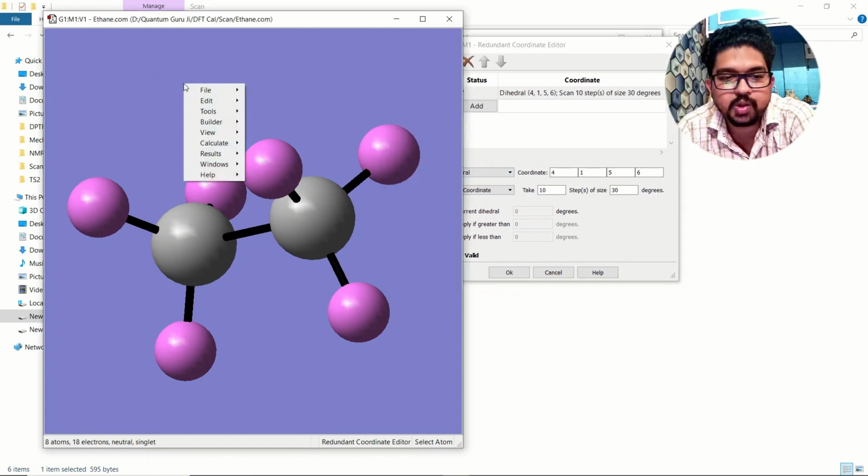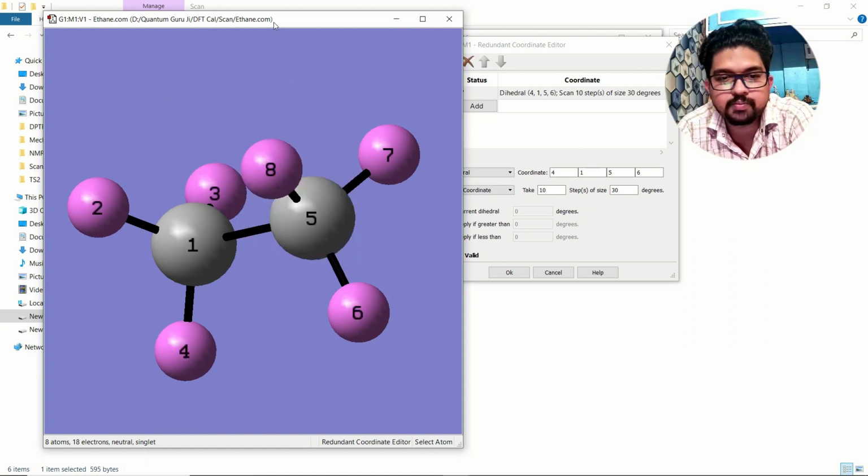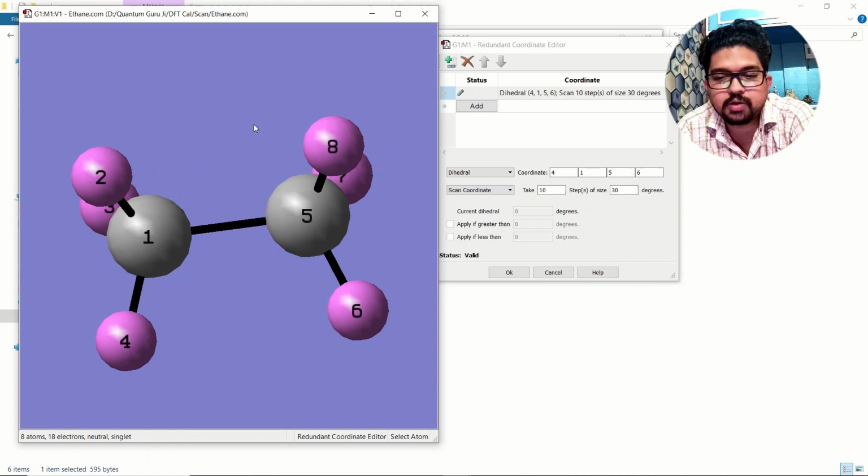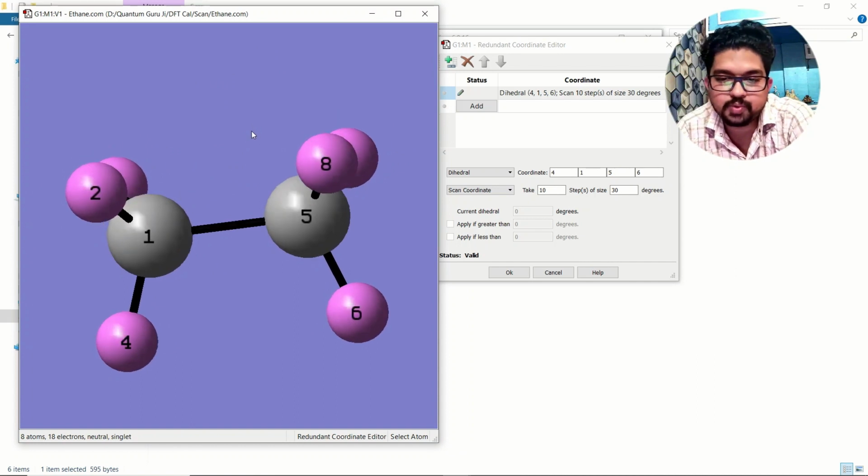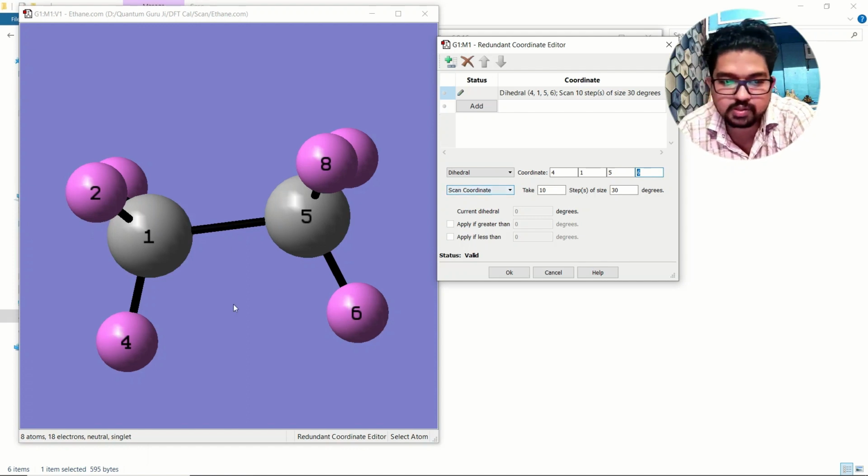Go to your input structure, right click, go to View, and label to see the numbering for your dihedral angle coordinates. Here it is atom number 4 1 5 6. I have given the coordinate 4 1 5 6, so this has the dihedral coordinate. I'll use these atom numbers as the scan coordinate. I will be scanning this dihedral using 10 steps, and each step will correspond to 30 degrees.